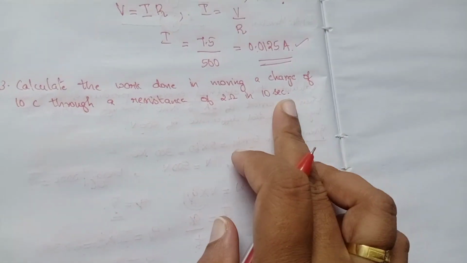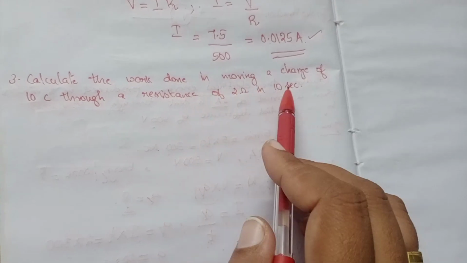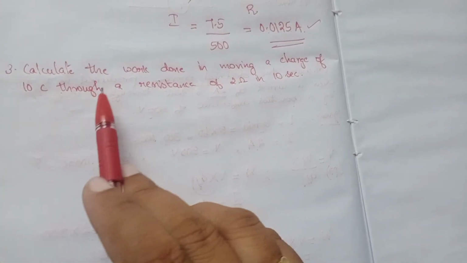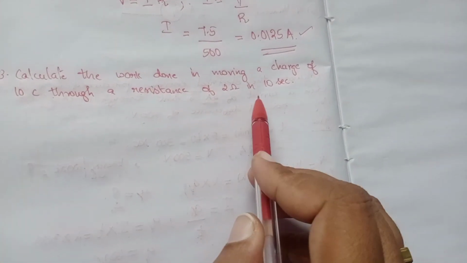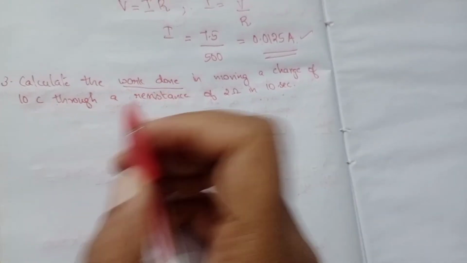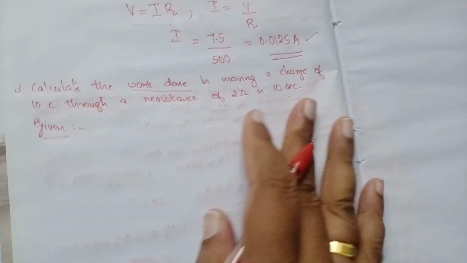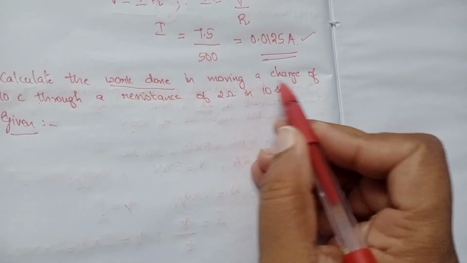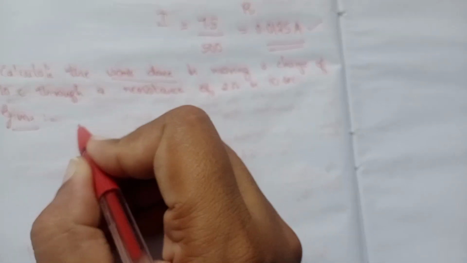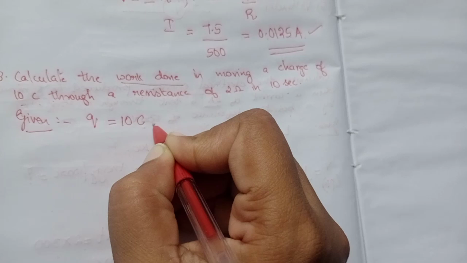Now let us solve another question. The question is: calculate the work done in moving a charge of 10 coulomb through a resistance of 2 ohm in 10 seconds. So what you need to find out is the work done. Let us write down the given data. The first data is in moving a charge of 10 coulomb, so the value of charge Q is given as 10 coulomb.